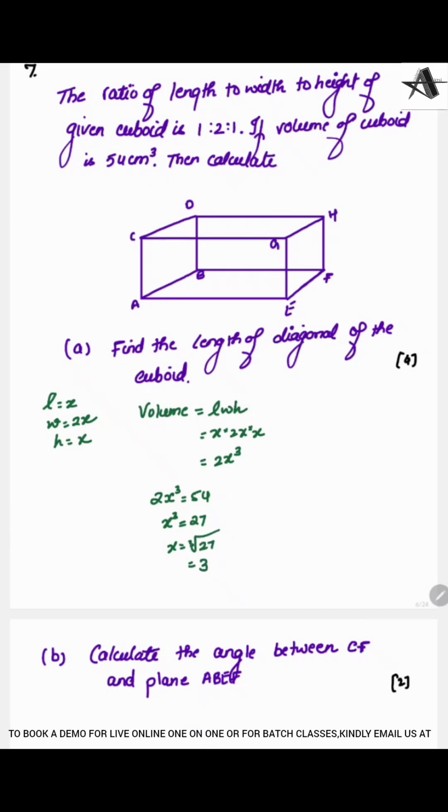So if the value of x is 3, I can calculate length as 3, width is 2x, so 3 into 2 is 6, and height is x, which is 3. Now let me see, they have given length as 3, width as 6 and height as 3. To calculate the diagonal, this is the diagonal, this one.